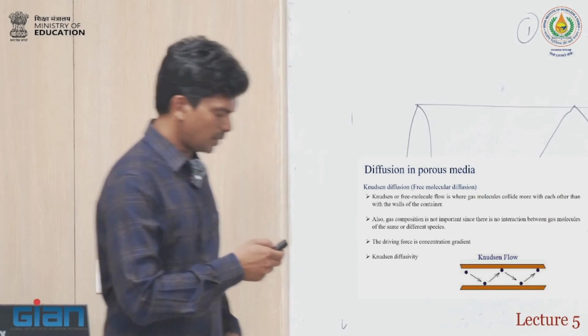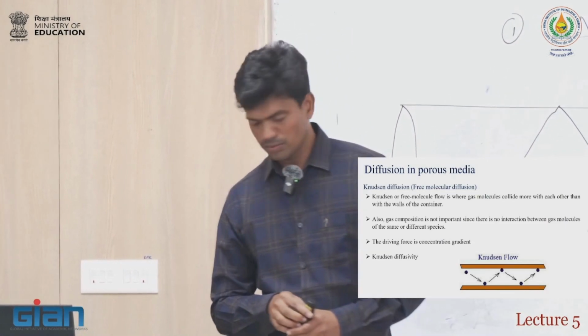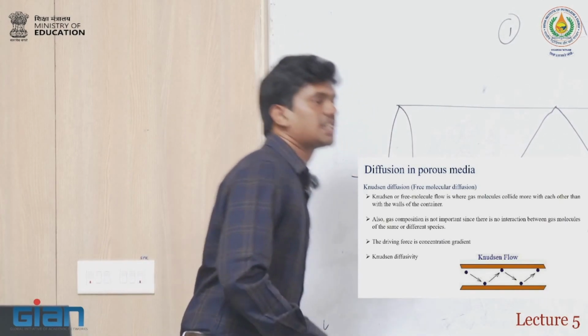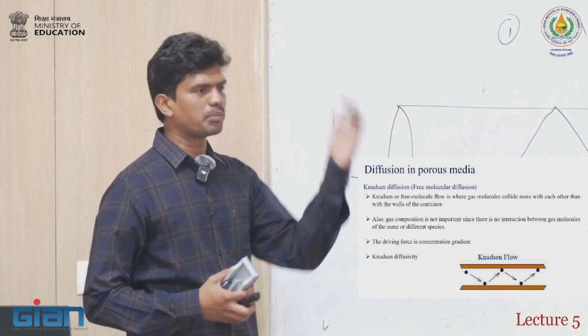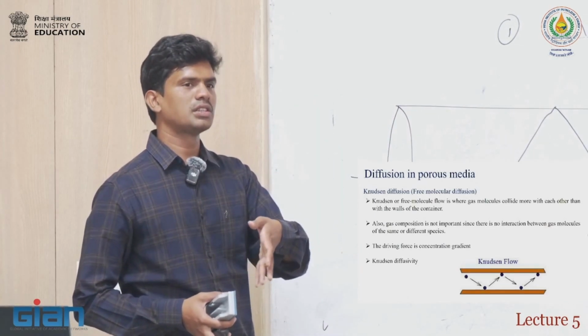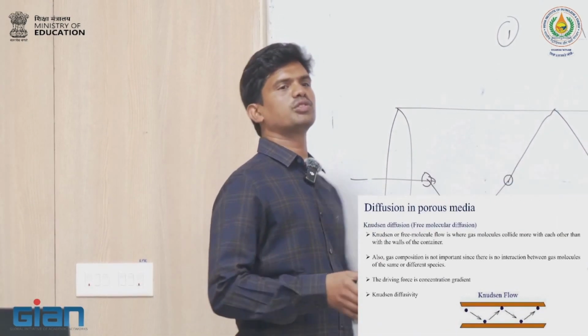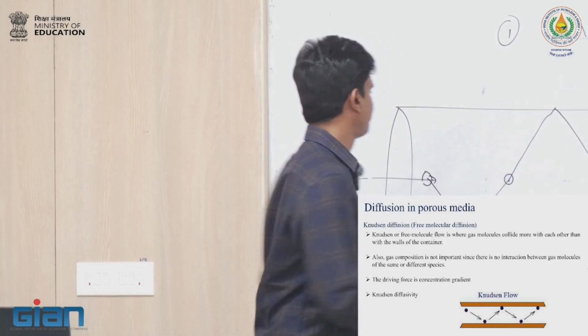From this process, because the solid wall collisions are very important, separation can happen. That means some molecules may collide with the wall more times compared to other molecules, so some molecules may move faster, some may move slower. So the separation can happen through Knudsen diffusion.